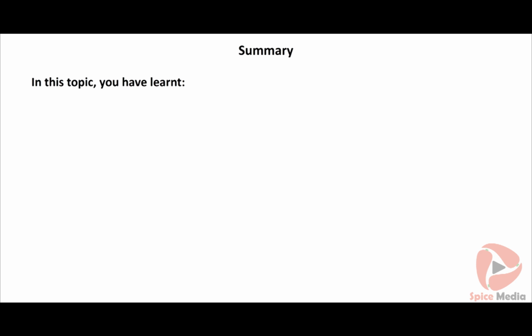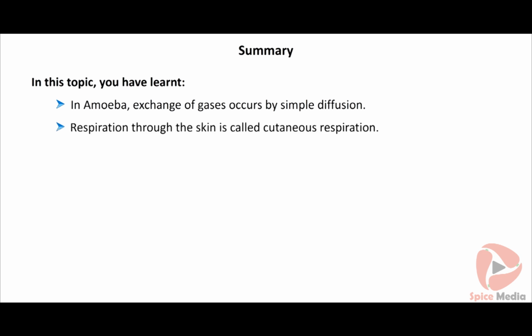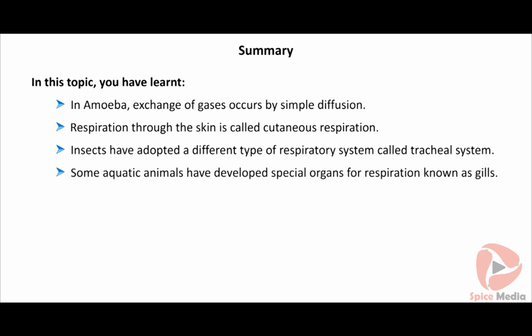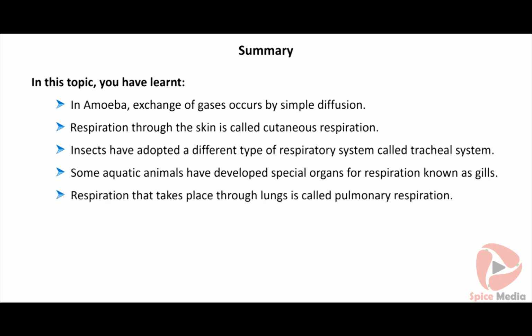In this topic you have learnt, in amoeba, exchange of gases occurs by simple diffusion. Respiration through the skin is called cutaneous respiration. Insects have adopted a different type of respiratory system called the tracheal system. Some aquatic animals have developed special organs for respiration known as gills. Respiration taking place through lungs is called pulmonary respiration.